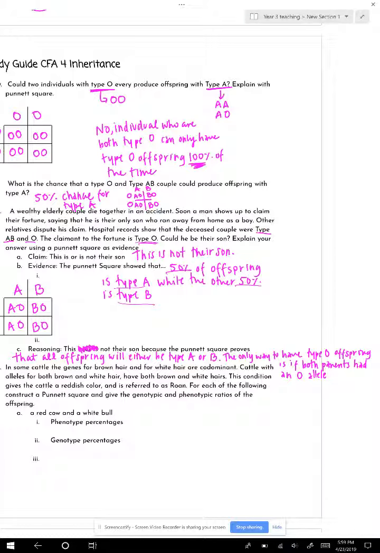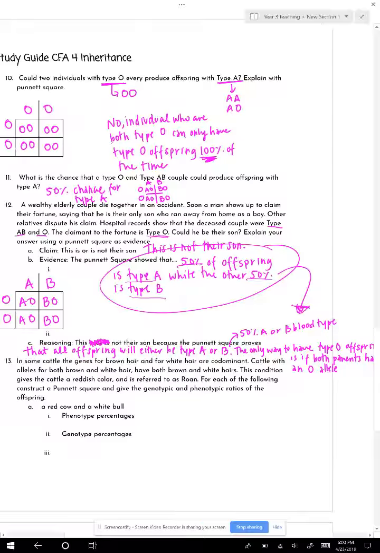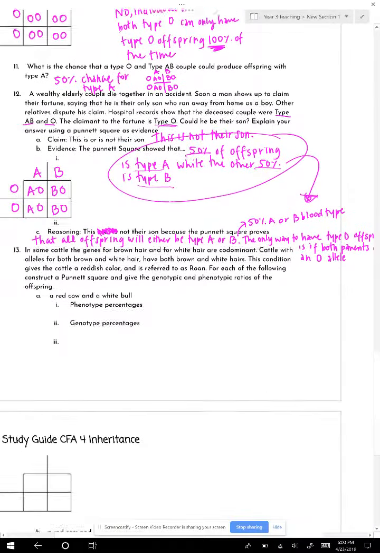To make this better, I can say that there's a 50% chance of A or B blood type. That would be the one thing that I would add, because that ties in what we wrote in our evidence. And then your reasoning really comes into that next part, where we're talking about that O allele and where it comes from.